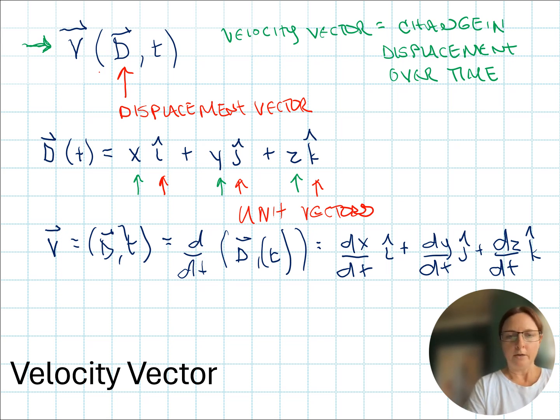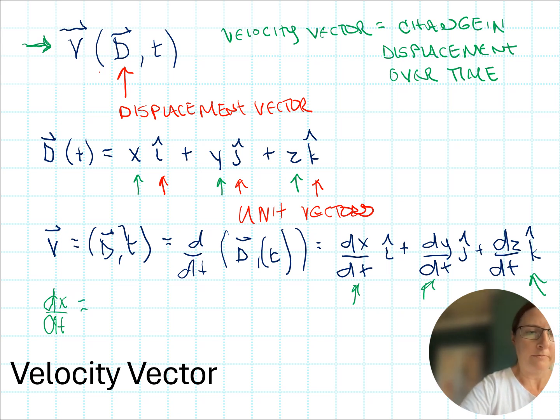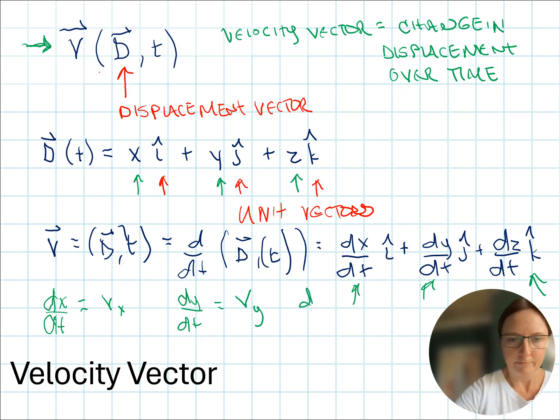And so each one of these derivatives with respect to time is going to tell me about a component of my velocity vector. So dx/dt, this is another way of writing my x component of velocity. And dy/dt, this is another way of writing my y component of velocity, and dz/dt, here's my vertical component of velocity.